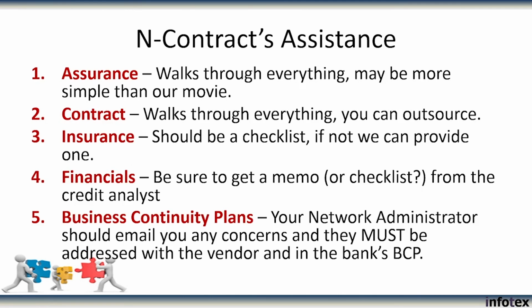And finally, as an example of NContracts assistance, they handle the assurance. They will walk you through that process. And similar for contract review, which you can outsource as well. Insurance will most likely be a checklist, where you're reviewing the insurance document for particular items such as limits and sublimits. Financials can typically be handled in-house. We've got the people for it. And then business continuity plans, which again, your network administrator can review, or you can outsource that process to NContracts as well.